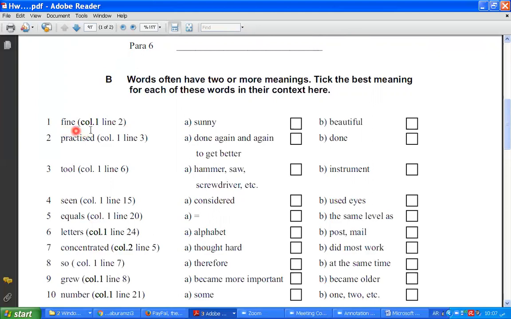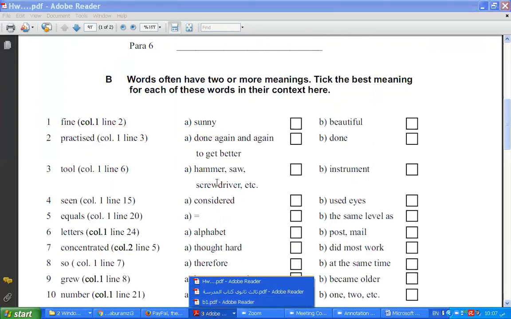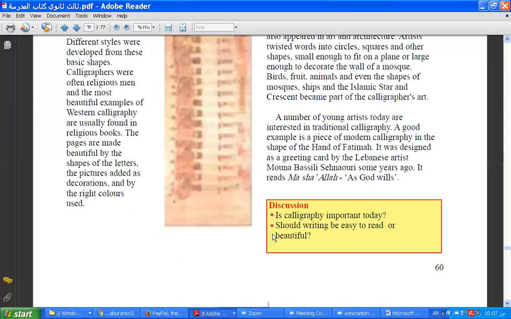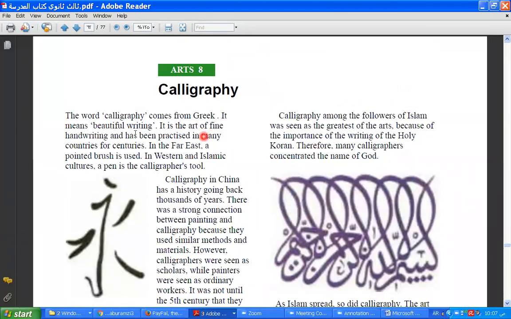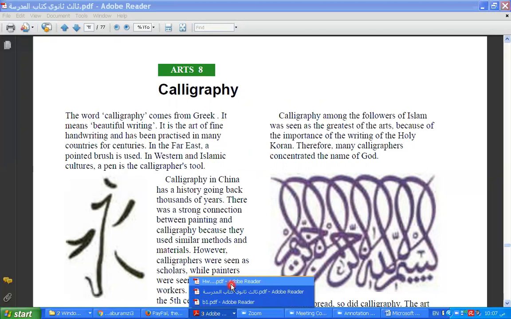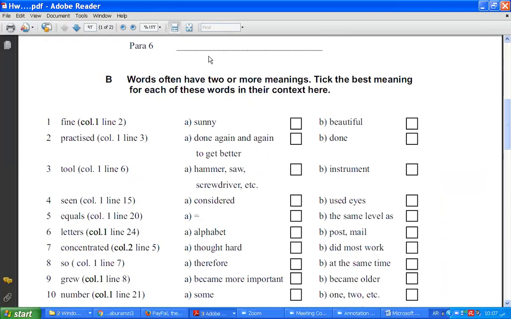Exactly, yeah. Correct. So the word fine here in line number two means sunny or beautiful. It means art of fine handwriting. Fine hand, والسياق هو اللي حدد. Fine means beautiful. Yes, like this. So this is the answer, which means beautiful.